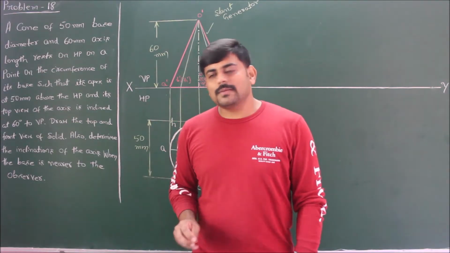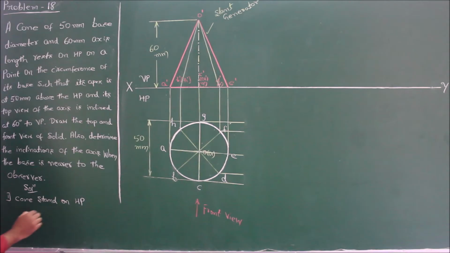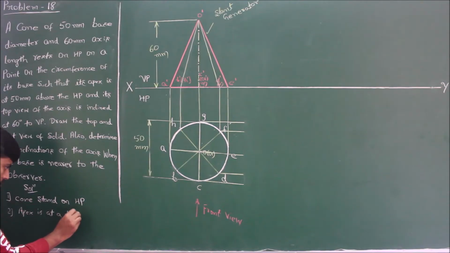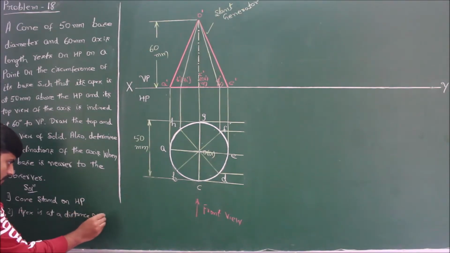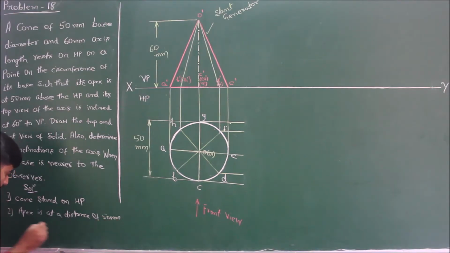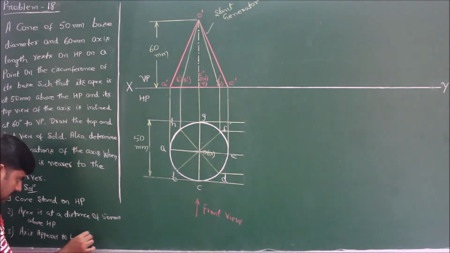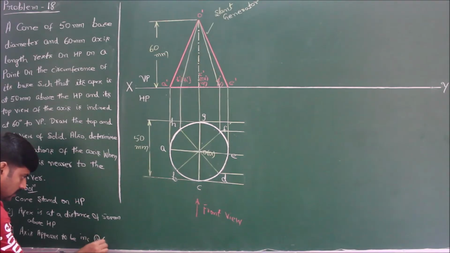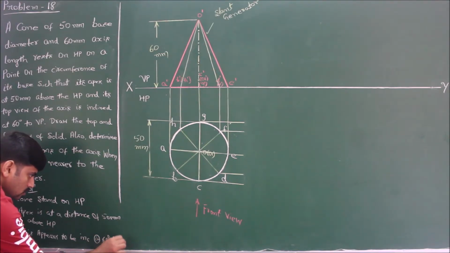So the solution for the problem is, in the first position the cone stands on HP. In the second position, the apex is at a distance of 50 mm above HP, and in the third position, the axis appears to be inclined at 60 degrees to VP.